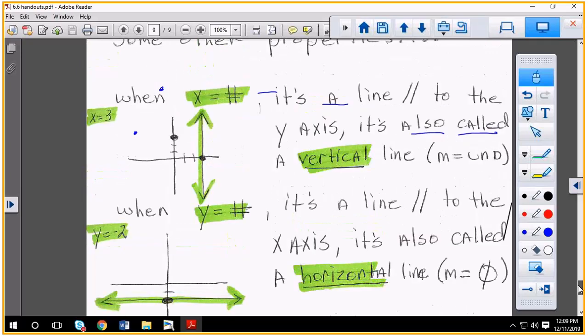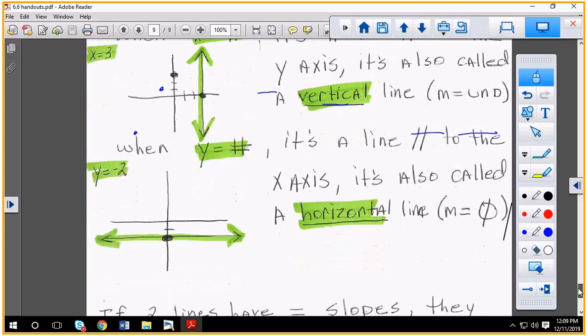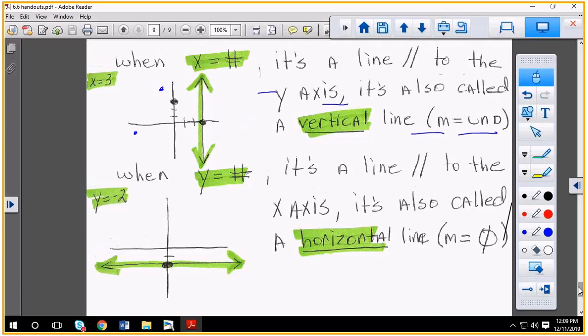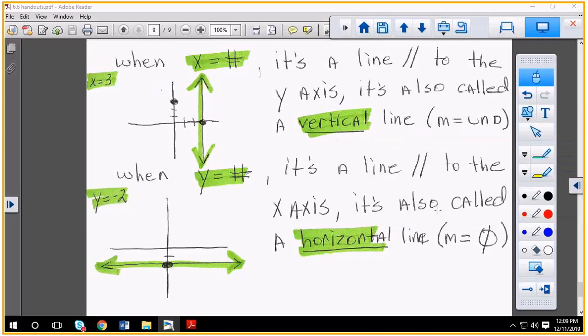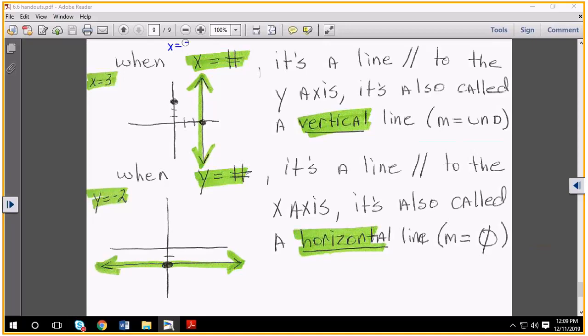And that's these two right here. And that's the only thing else that we need to cover for this last video of pre-algebra review. When you have x is equal to a number, for instance, I'm going to do an example here. X is equal to 3. X is equal to 2. X is equal to 5, negative 5. Those are all examples of x is equal to a number. When x is equal to a number, it's parallel to the y-axis.